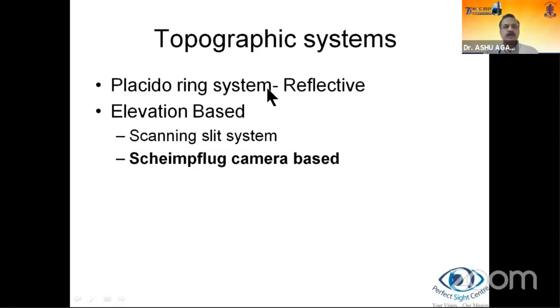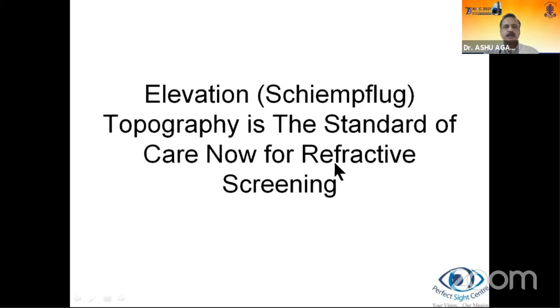So topographic systems can be Placido ring system based, like the reflective ones, which we've been using traditionally for many, many years since our residency days, and the elevation based, which are the scanning slit system and the Scheimpflug camera based. So the Scheimpflug elevation topography is the standard of care now for refractive screening. The Placido alone would not work well. There are combination devices which would help.